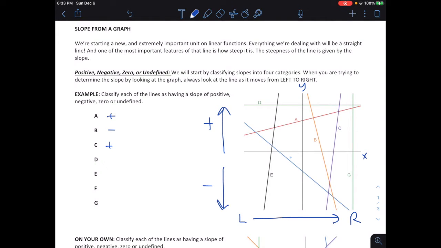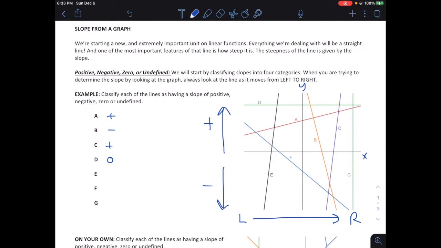And then if we look at line D, one of the green ones, there's two green ones on here. D and G are both green, but we're looking at D. D is a horizontal line. So it's kind of like the floor in your house. It's not going up, it's not going down. So the slope is going to be 0 for line D.